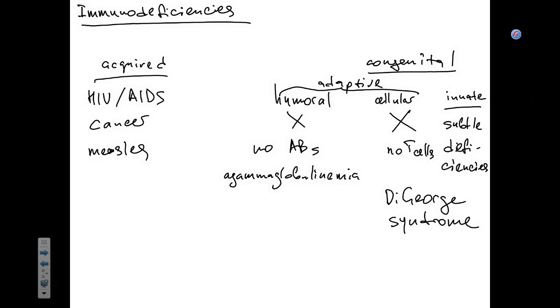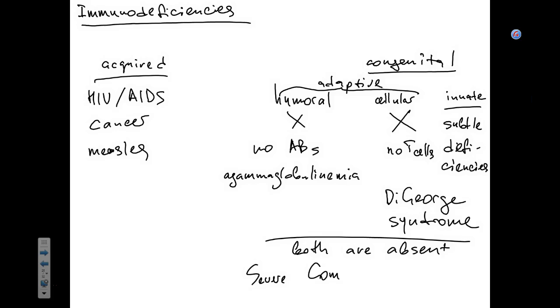Is there a chance that people have no B and T cells? Yes. So this condition, when both are absent, is called severe combined immunodeficiency, or SCID.